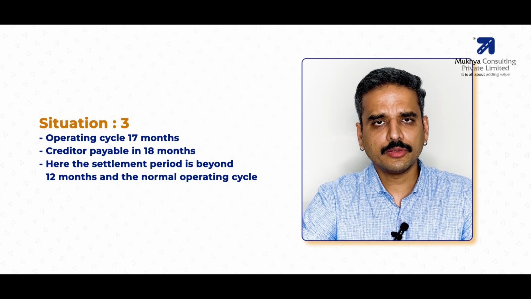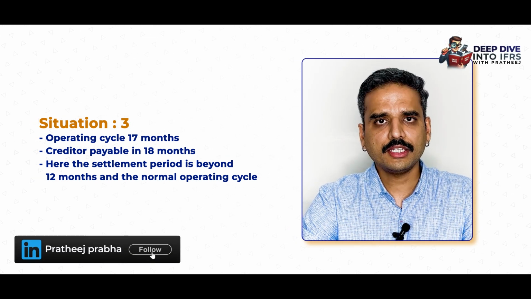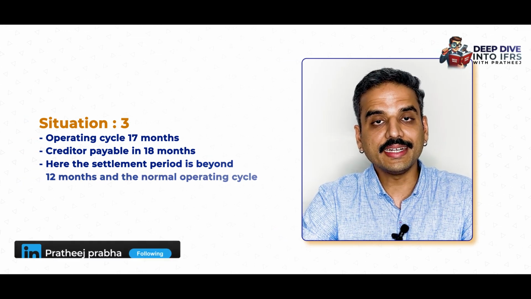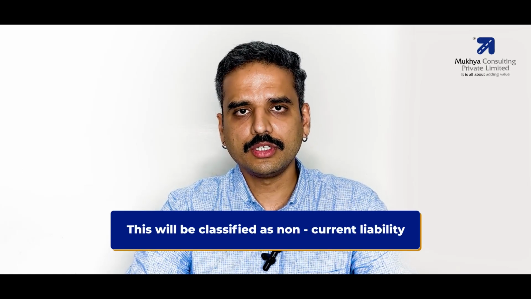Situation number 3. Your normal operating cycle is 17 months and you have a creditor who has to be settled in 18 months. So in this situation, is this a current liability or a non-current liability? This has to be a non-current liability only because of 2 reasons. Number 1, it is not going to be settled within 12 months after the end of the reporting period. Number 2, it is not going to be settled within its normal operating cycle.